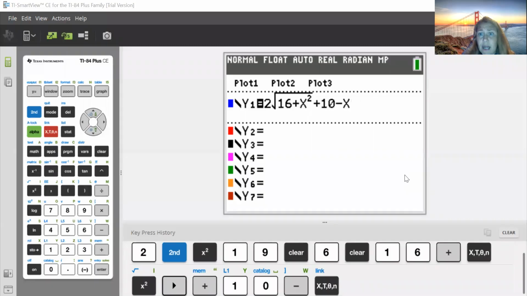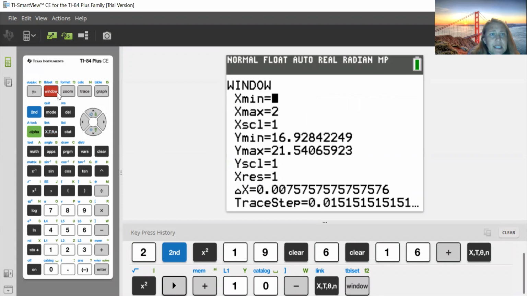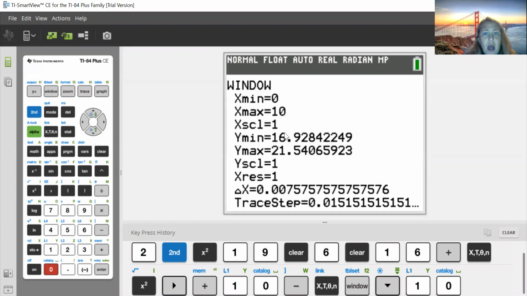And I plugged this in already for the sake of time. So I encourage you to pause the video, type it in yourself and play along with me. And then I'm going to go to window, and I'm going to type in 0 to 10. And my window's on something crazy.